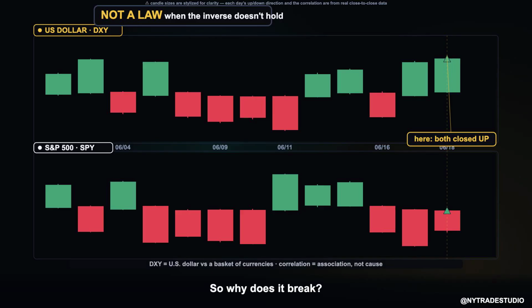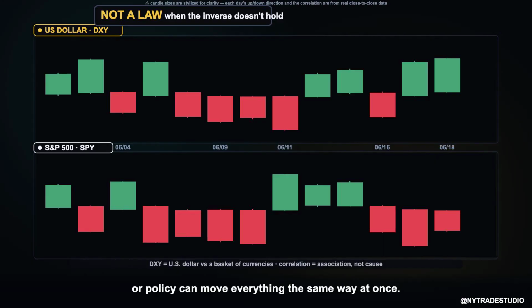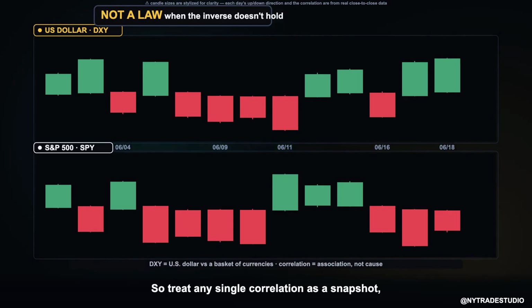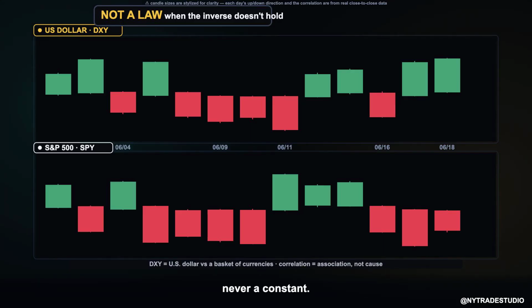Many reasons. Shifting expectations about growth, inflation, or policy can move everything the same way at once. And the strength of this link is not even fixed. Measure it over a longer stretch, or in a different market, and it drifts, sometimes firmly inverse, sometimes near zero, occasionally turning positive for a while. So treat any single correlation as a snapshot, never a constant.